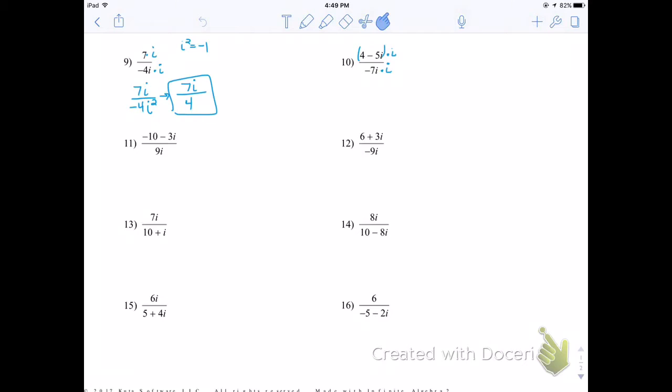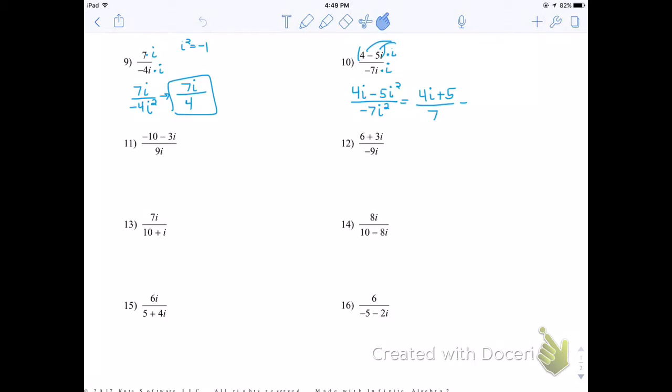All right, so we're going to jump over here to number 10. I'm going to multiply once again just by that i. So multiply top and bottom by i. Now on the top, I need to distribute. So I'll distribute the i to both the 4 and that negative 5i, which becomes negative 5i squared. And on the bottom, it becomes negative 7i squared. So remember, the i squareds are going to become negative 1s. You multiply those by negative 1s. So this becomes 4i plus 5 all over 7.